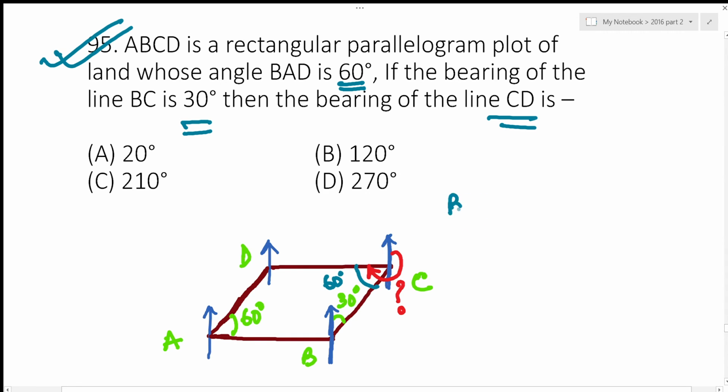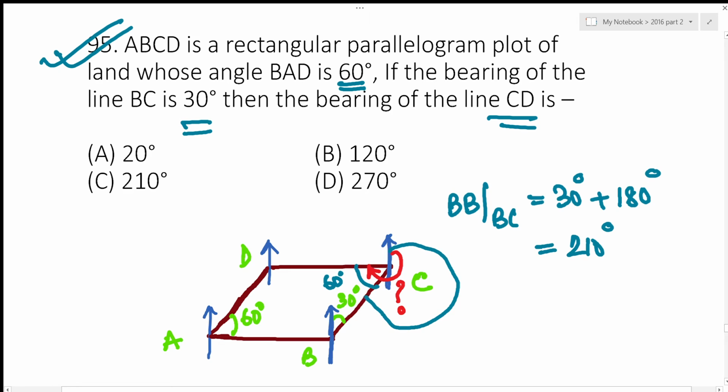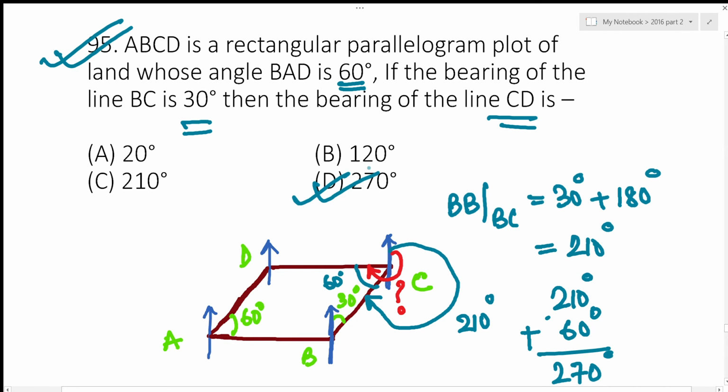And you know the back bearing of BC is given by 30 degrees plus 180 degrees, which should be 210 degrees. So the bearing of the line CD is nothing but 210 degrees plus 60 degrees. So the answer for this particular question should be 270 degrees. D. The answer should be 270 degrees.